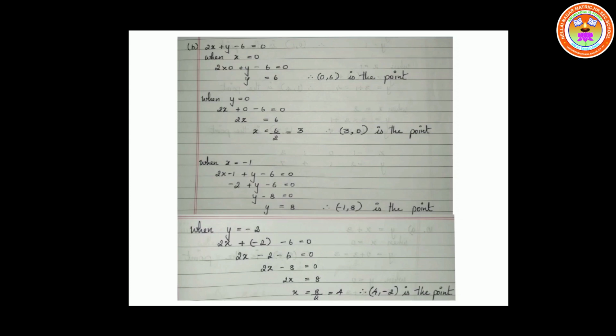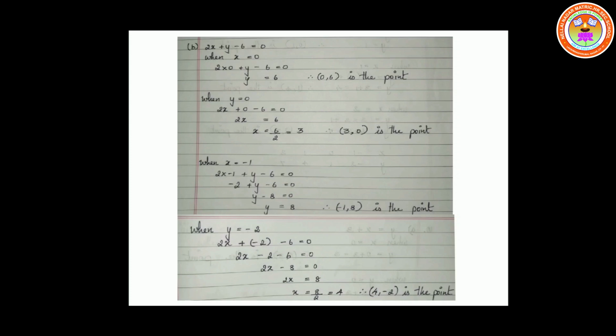When y is equal to 0, what happens to x? 2x plus 0 minus 6, that is equal to 0. 2x is equal to 6. Therefore x is equal to 6 by 2. Therefore you are getting 3 as the answer for x. So when y is equal to 0, x is 3.